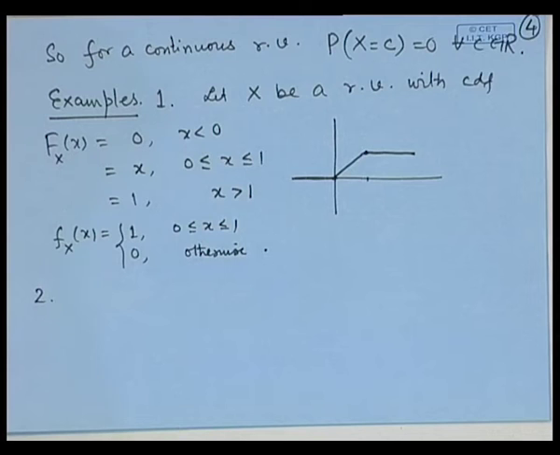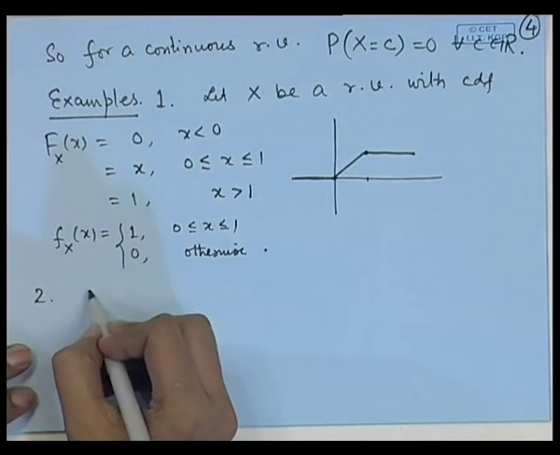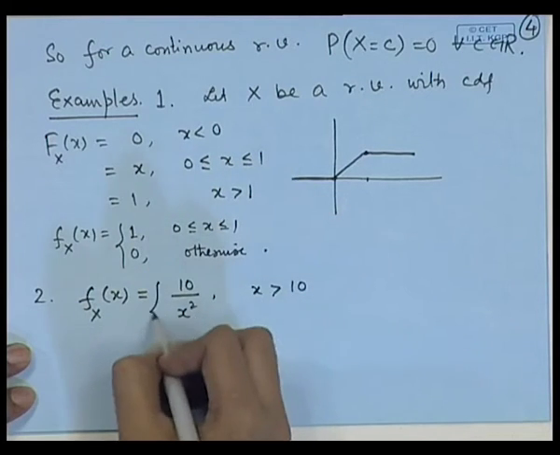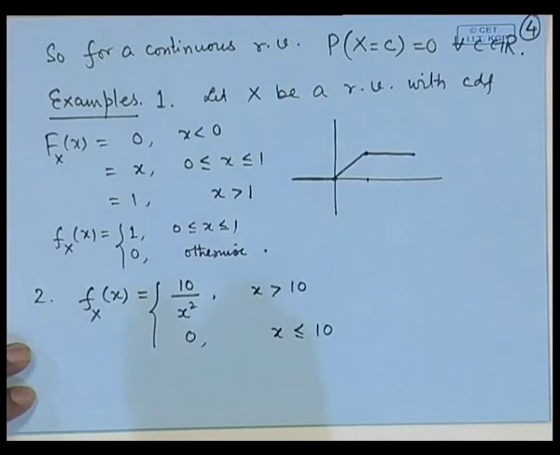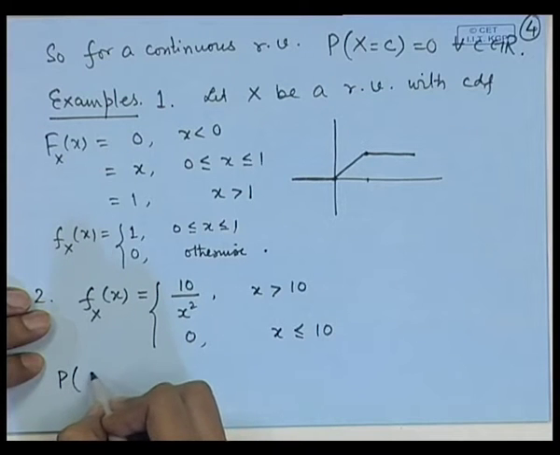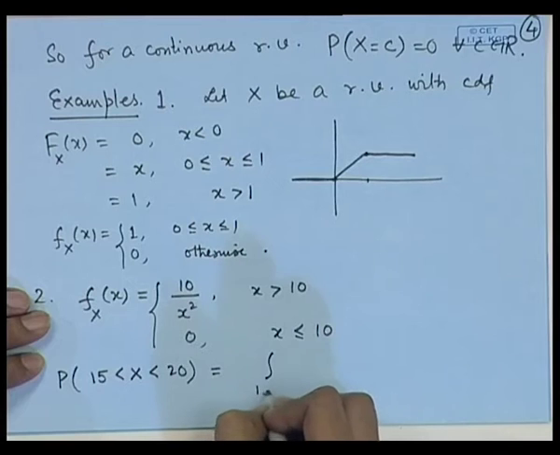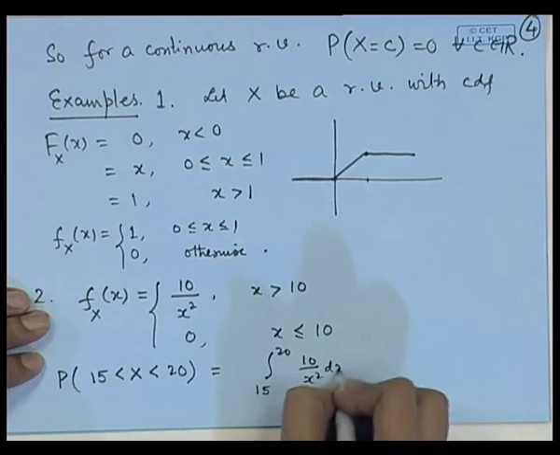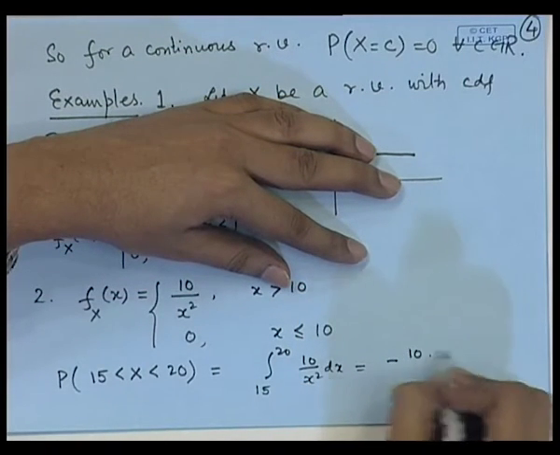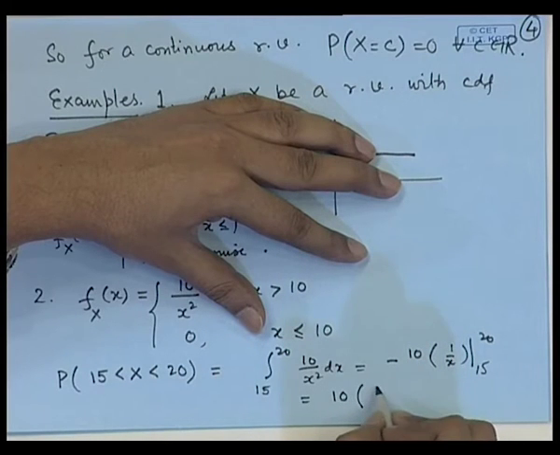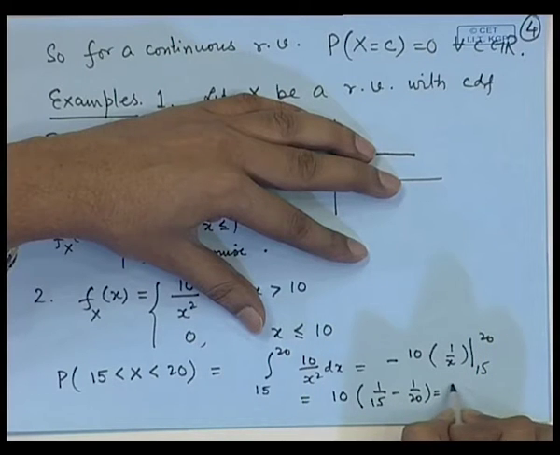Let us consider some more examples. Suppose f(x) is given by 10 by x square for x greater than 10 and 0 for x less than or equal to 10. I want to find out the probability that 15 is less than X less than 20. Then it will be equal to the integral from 15 to 20 of 10 by x square dx, that is equal to minus 10 times 1 by x from 15 to 20, that is equal to 10 times (1 by 15 minus 1 by 20). So, 2 by 3 minus half, that is equal to 1 by 6.